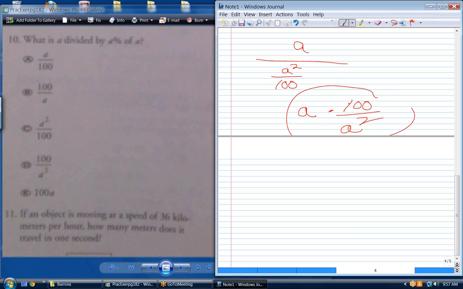Right. That's what you were doing? Okay. Yes. And then that a cancels out with that exponent, and you're left with just 100 over a. So, yeah, by all means, this is an algebraic solution, which is interesting because the book actually gives a pick numbers solution.